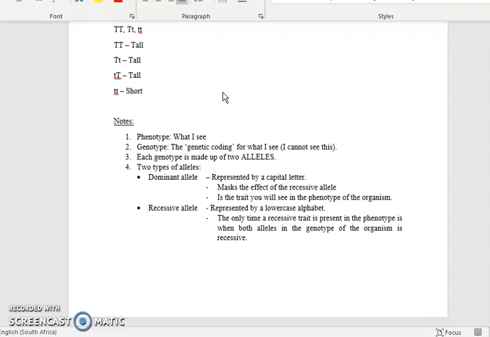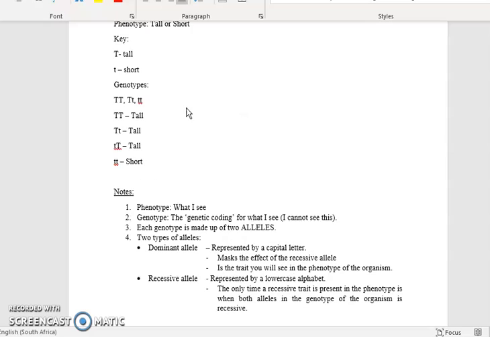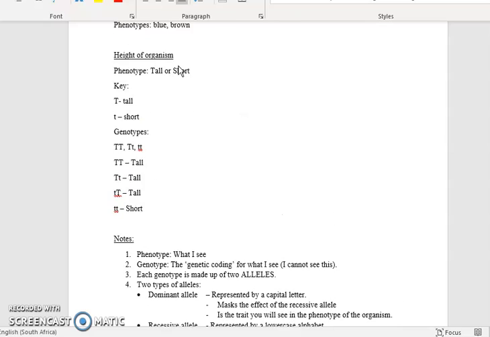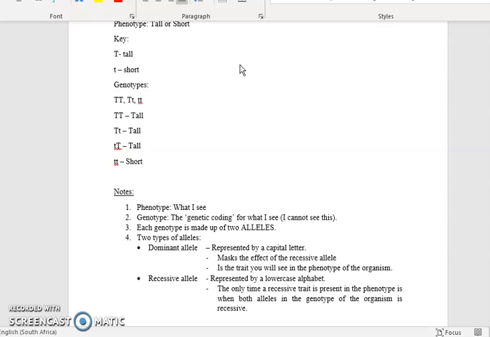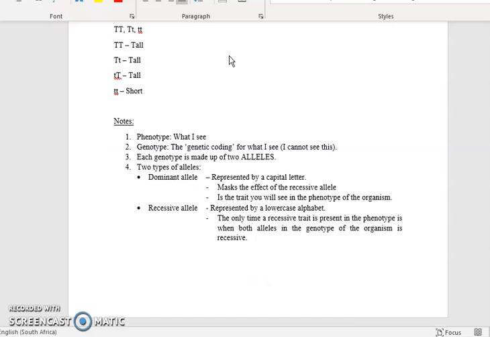Then we look at alleles. Each genotype is made of two alleles, and there are two types of allele, a dominant allele and a recessive allele. A dominant allele is represented by a capital letter, as we've seen here, capital T for tallness or capital B for brown eyes. A dominant allele will mask the effect of a recessive allele, and it is the trait that you will see in the phenotype of an organism. A recessive allele is represented by a lowercase letter, so little b and little t.